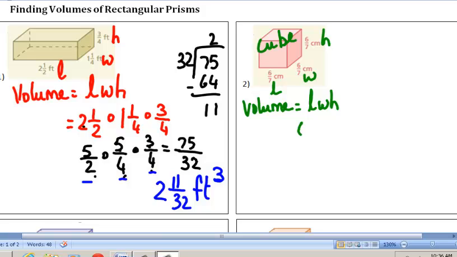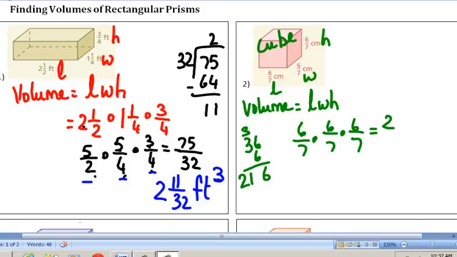Let's go ahead and multiply. 6 over 7 times 6 over 7 times 6 over 7. Now I cannot cross any numerators or denominators, so it's not an easy calculation. So I have to do 36 times 6, because I know 6 times 6 is 36. 6 times 6 is 36, 6 times 3 is 18, plus 3 is 21.